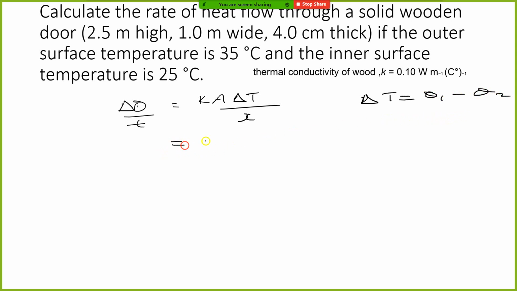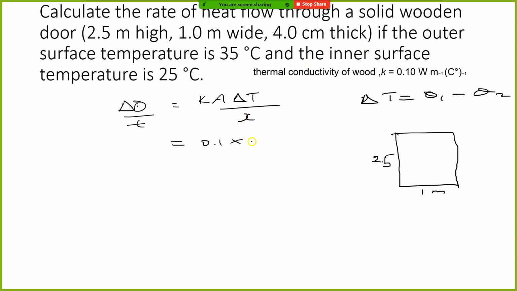So all you need to do now is get the thermal conductivity of the material, which is 0.1. Now the question gave us all the information of the door. It gave us the height of the door and the width of the door. So if you have the height and the width, you can find the area. The height is 2.5 and the width is 1 meter. They also gave you the thickness of the door, which is your X value. That is going to be used down here.